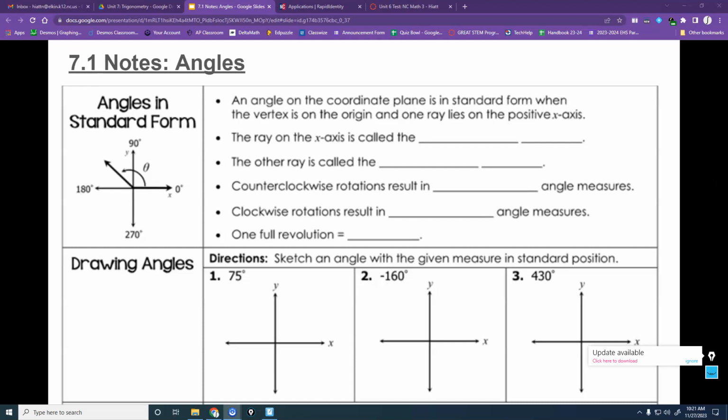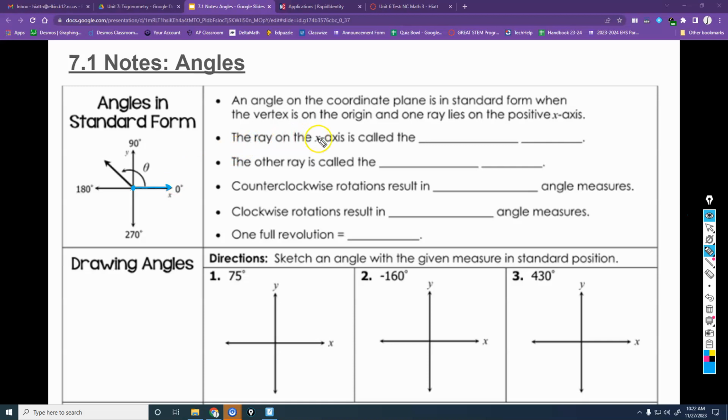An angle is in standard form when the vertex is on the origin and one ray lies on the positive x-axis. So what that's telling us is for an angle to be in standard form, its vertex, which is the turning point of your angle, is right there at the origin, the point (0, 0), and one of its sides has to be on the positive x-axis. So that side of our angle does not change. We're going to move this angle right here, but this side does not change.